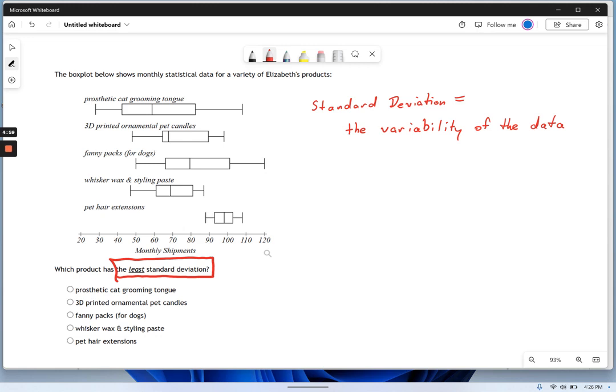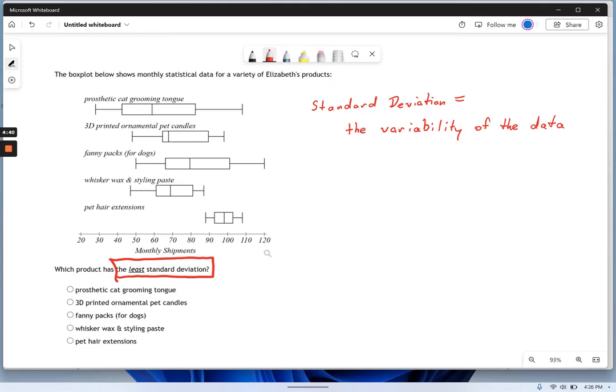This one might look a little complicated, but it really is very simple if you know what standard deviation means. Okay, that's the point of the problem right there. Which one of these data sets has the least standard deviation? So let me explain what that is real quick. Standard deviation is simply how spread out your data is.